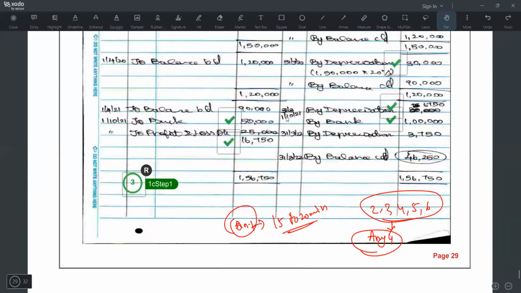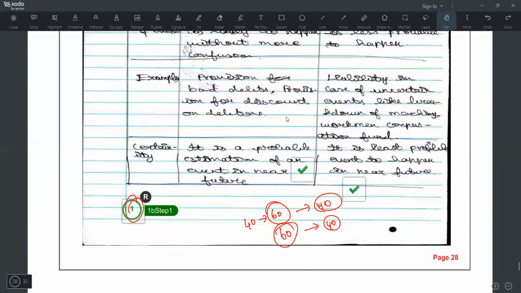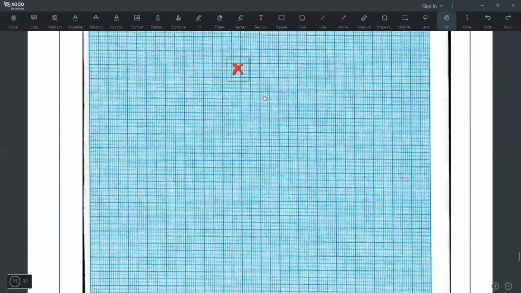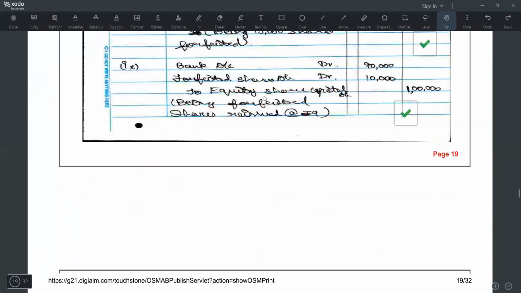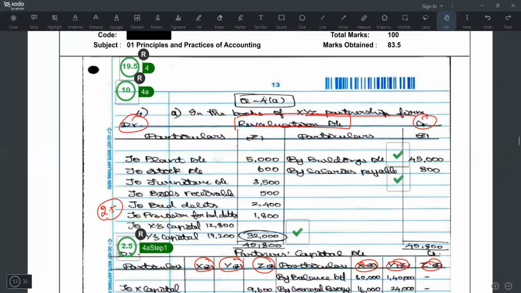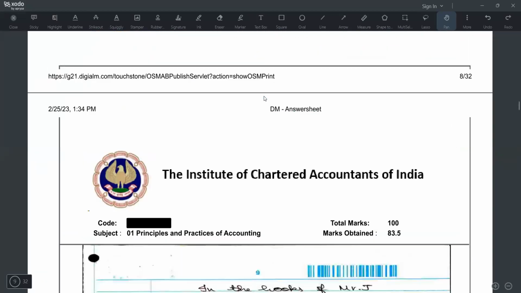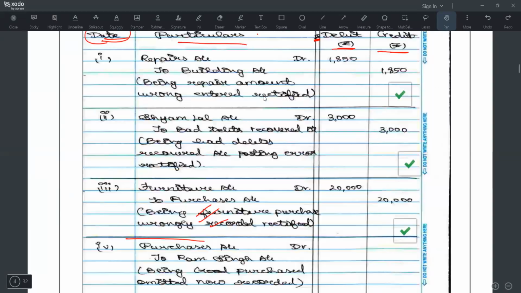Okay, this is the end of the paper. So this is what he has done, and how many marks has he scored? 83.5. I will consider it as 83. I never overvalue the paper. He has scored 83 marks.